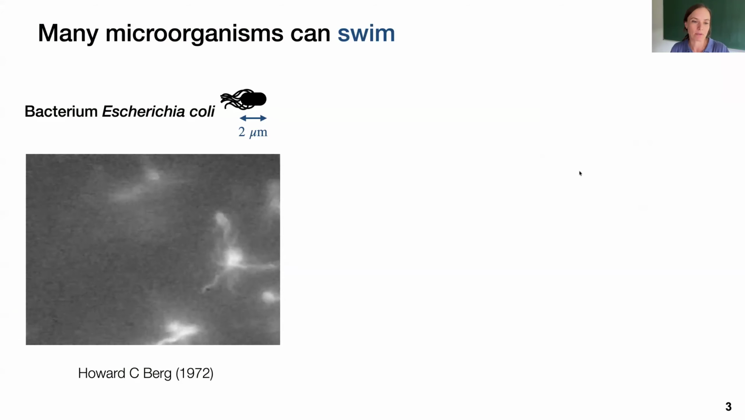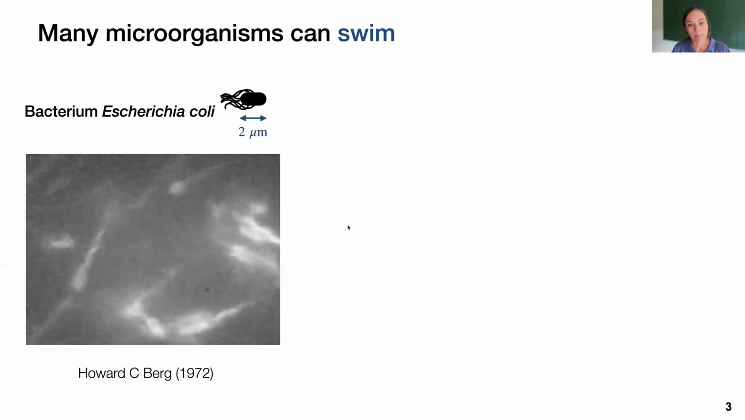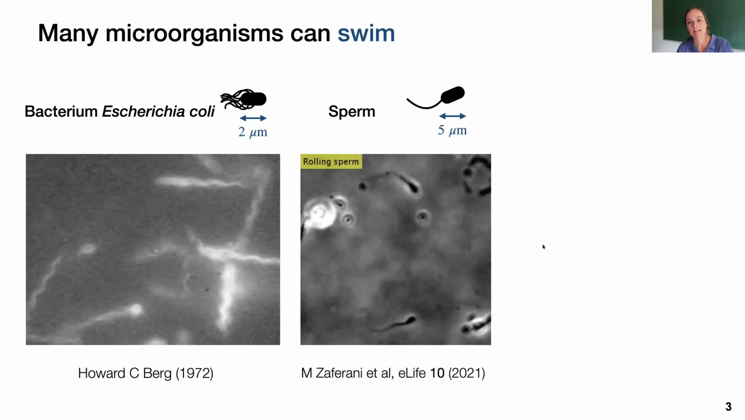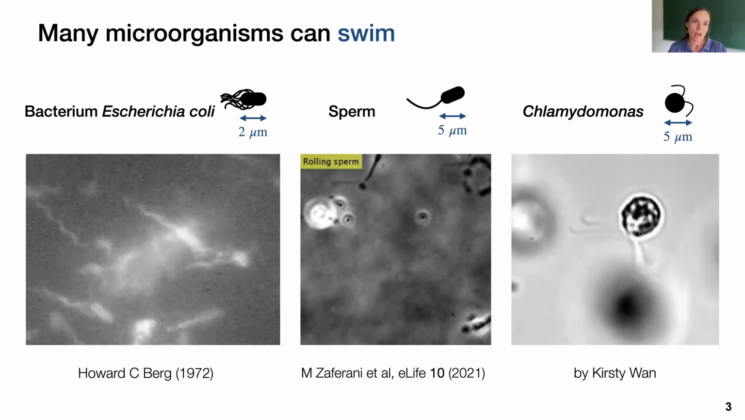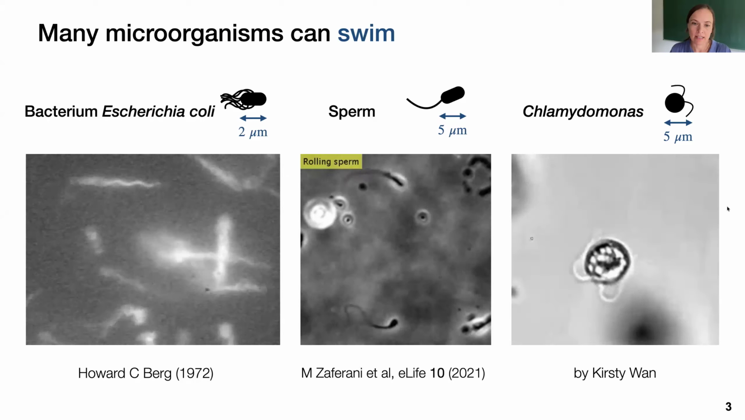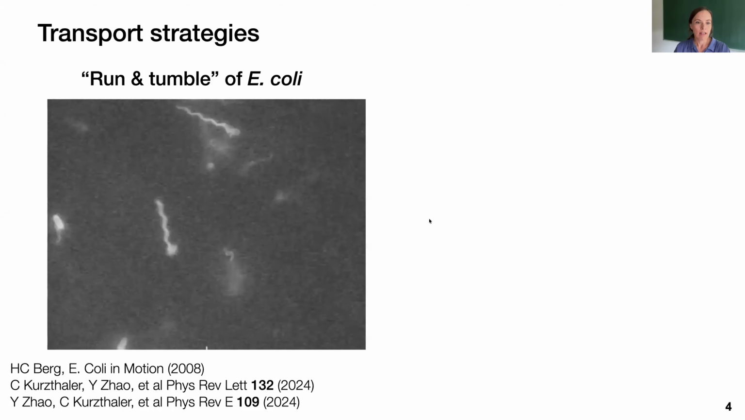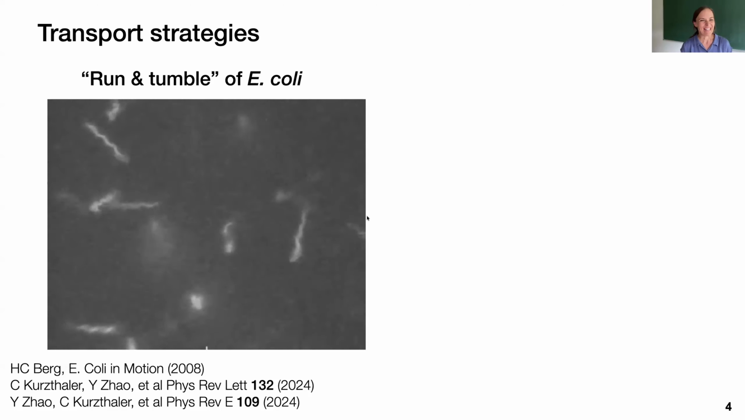Now, today we can measure and observe swimming microorganisms using standard microscopes. Examples are E. coli bacteria, sperm cells, and these chlamydomonas that we can find in our ponds. In addition to swimming, they have developed various strategies to optimize their survival. The most prominent one is this run and tumble dynamics of E. coli that I'm sure every one of you has seen before.